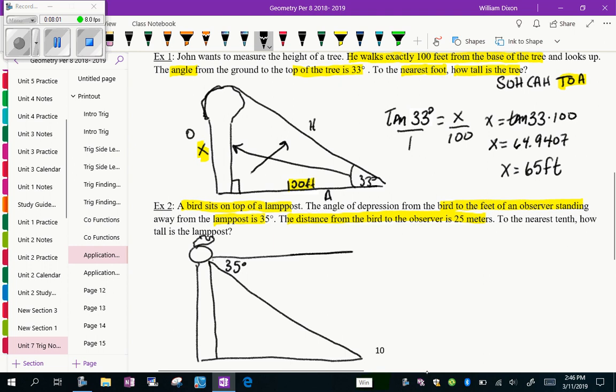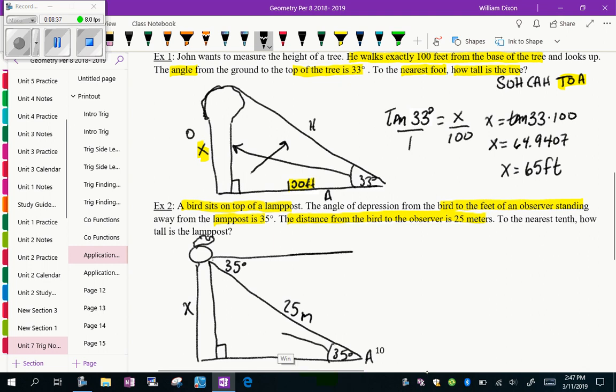All right, so that's important. I'm going to give them a letter. The observer's on the ground. All right, the distance is going to be 25 meters. And again, we want to know how tall the lamppost is. So the lamppost is going to make a right angle with the ground. All right, it's perpendicular with the ground. Very important. So now I can start marking up my triangle. One thing that's important that I said to you just a couple minutes ago is that the angle of depression equals the angle of elevation. So I know this angle here is going to be 35 degrees.